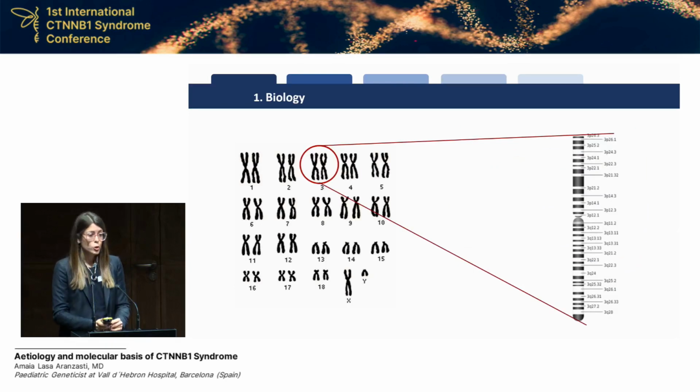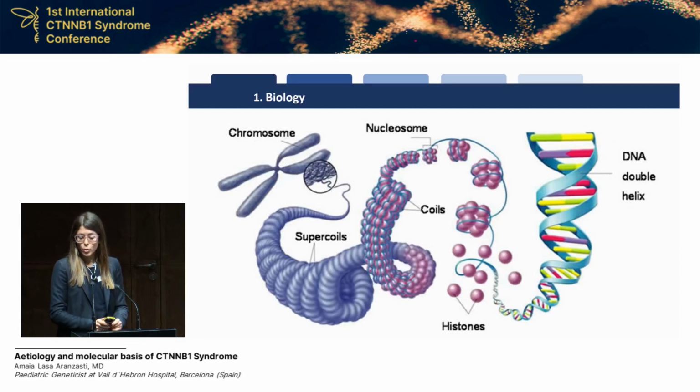Gene CTNNB1 is located in chromosome 3. This is something we will see later in genetic studies. When we read reports on where genes are located, we need to maintain this idea in mind.